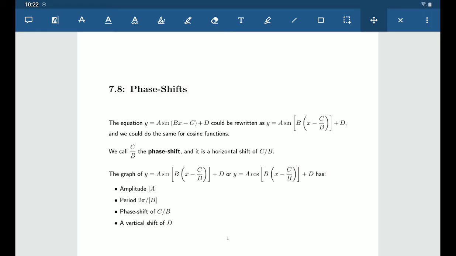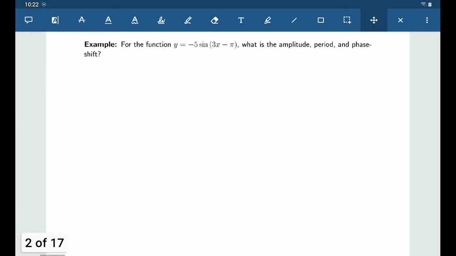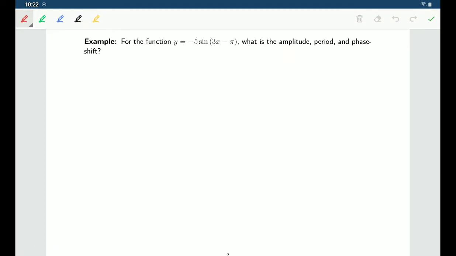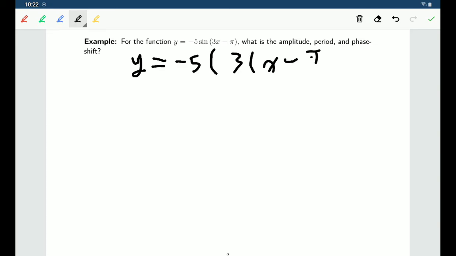All right, let's do an example. We've got a function y equals -5 sine (3x minus pi). We want to know the amplitude, period, and phase shift. And before I do any of that, I am going to rewrite my trig function by factoring out that 3, and that will leave behind x minus pi over 3.